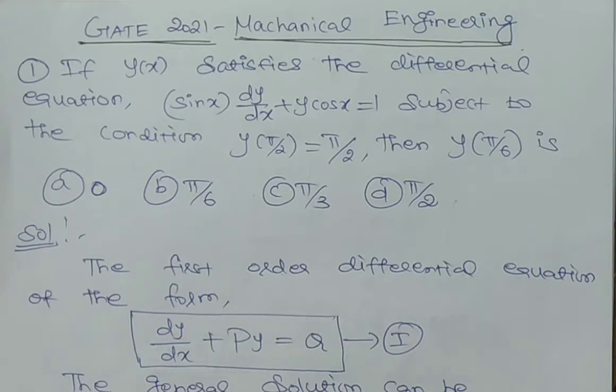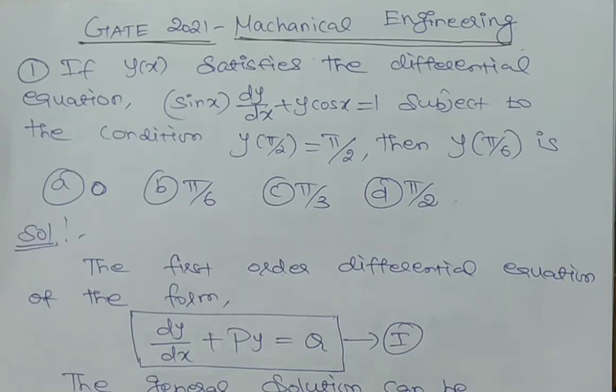The first question: if y of x satisfies the differential equation sin x dy by dx plus y cos x equal to 1, subject to the condition y of pi by 2 equal to pi by 2, then y of pi by 6 is: option A 0, option B pi by 6, option C pi by 3, option D pi by 2.